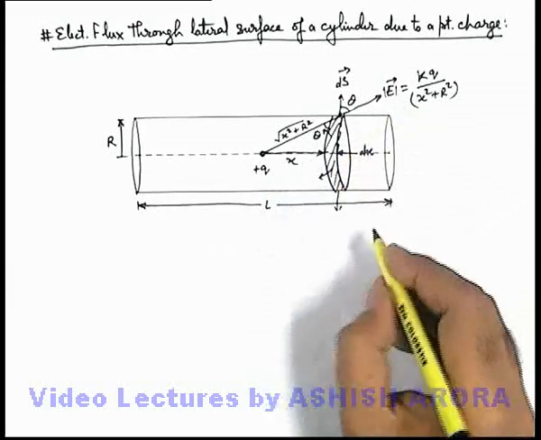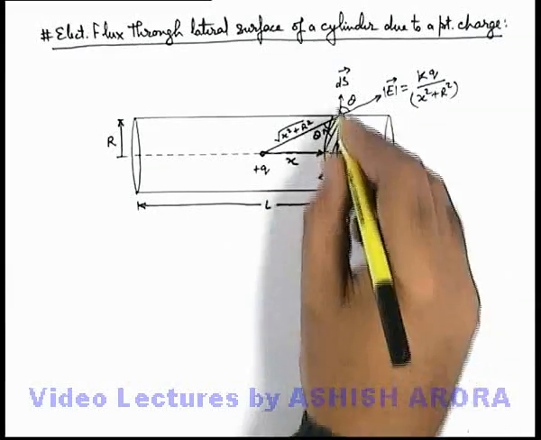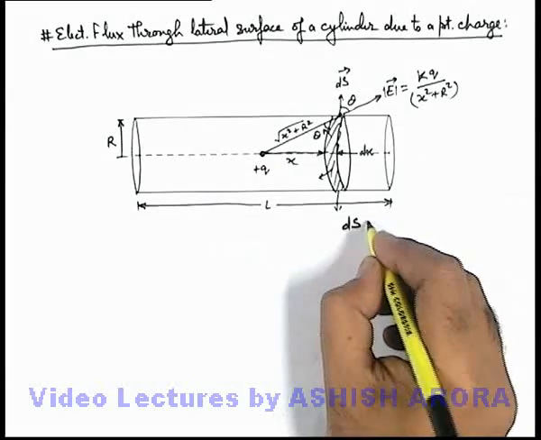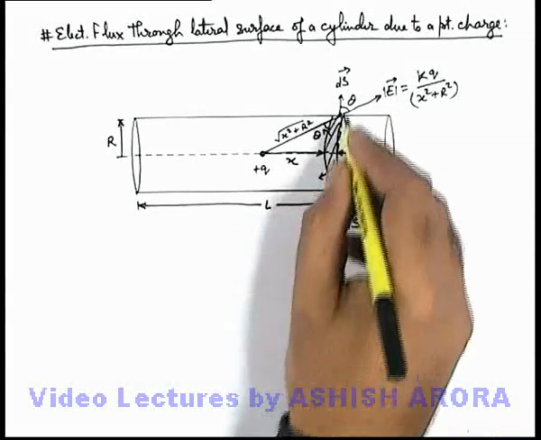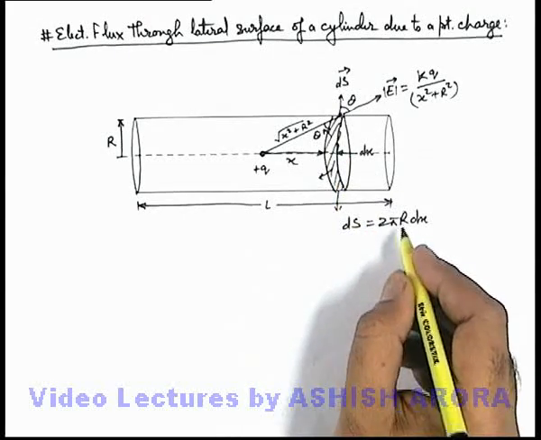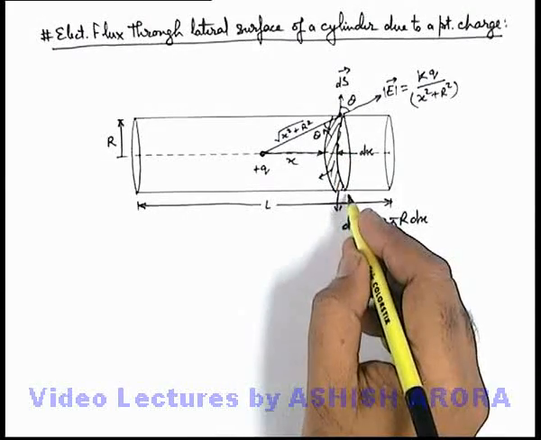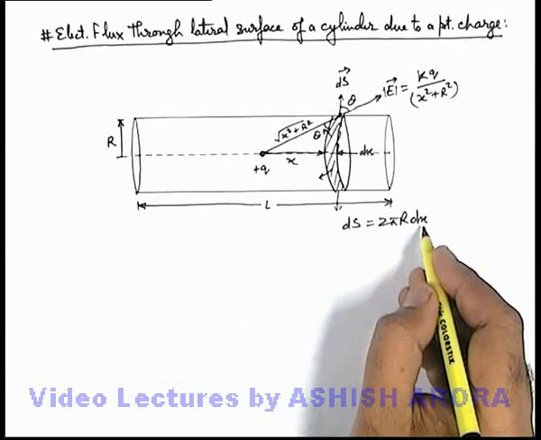So here we can see the area of this elemental ring can be written as 2 pi r dx because its width is dx and the circumference is 2 pi r. So it will just be like a rectangular strip of length 2 pi r and width dx.